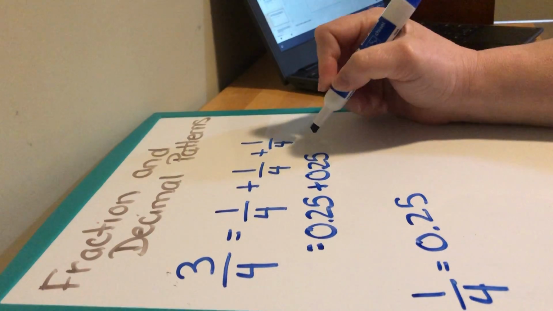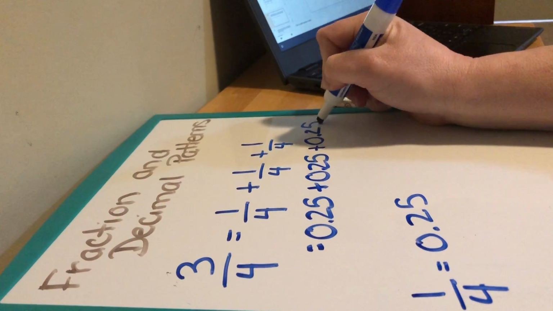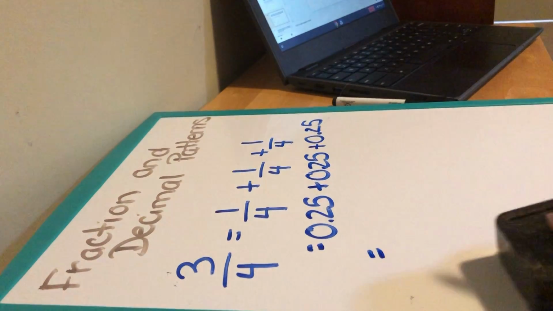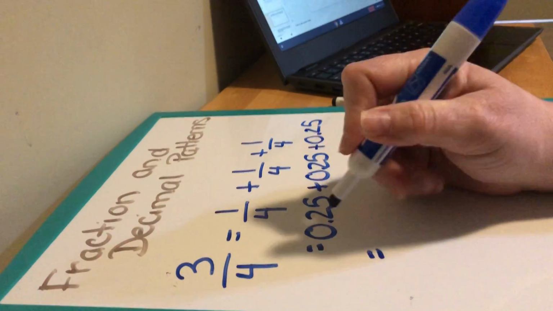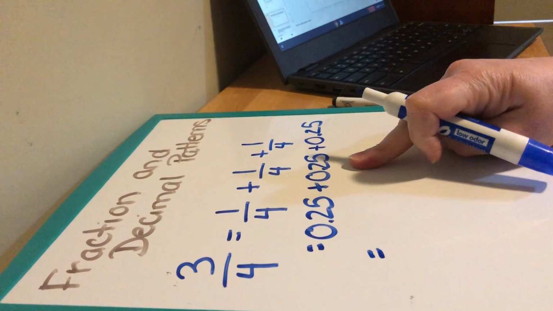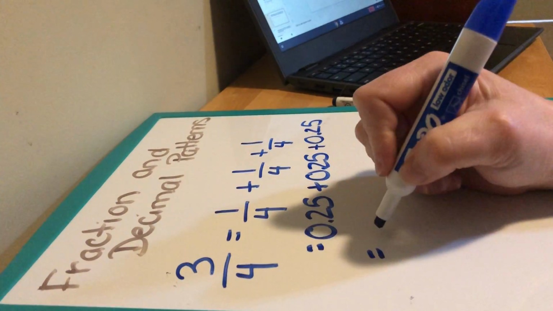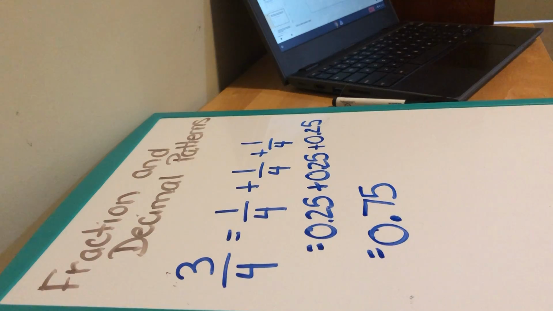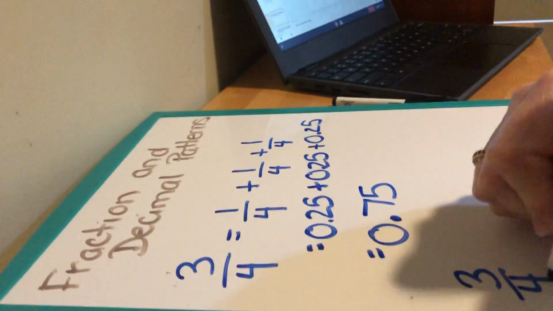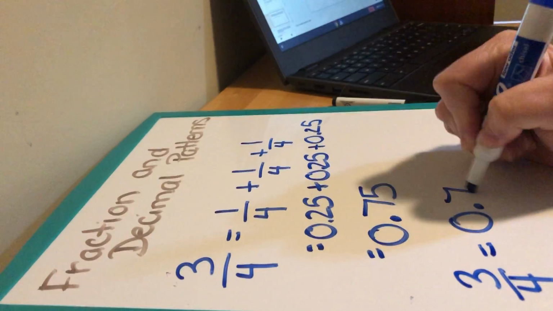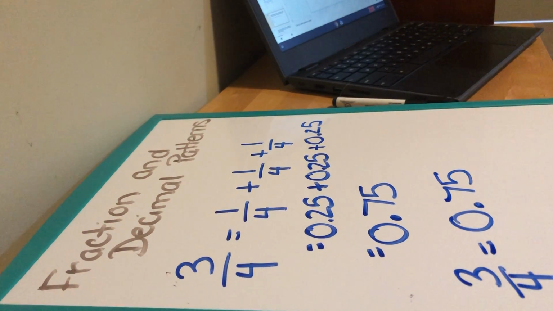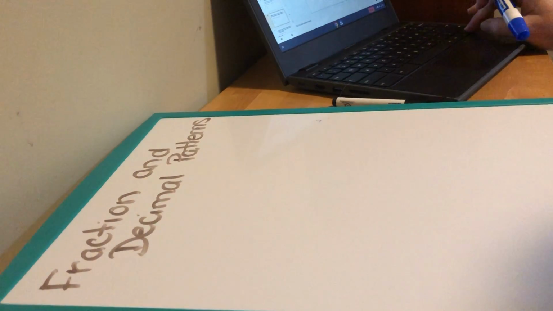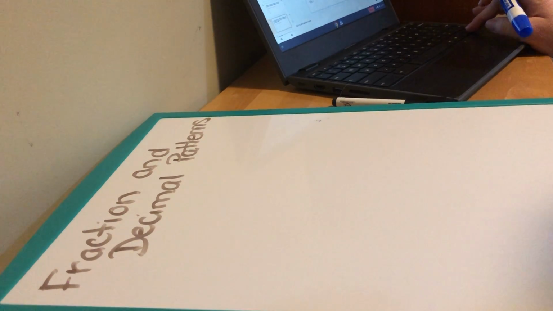0.25 plus 0.25. And if I want to do a stack and add of that, I can. If I want to use a calculator, I can. But I know that 0.25 plus 0.25 plus 0.25 is 0.75. So that also tells me that 3/4 is equivalent to the decimal 0.75. It's kind of cool. Unit fractions are very helpful. All right, so that will get you through page 3 and 4.